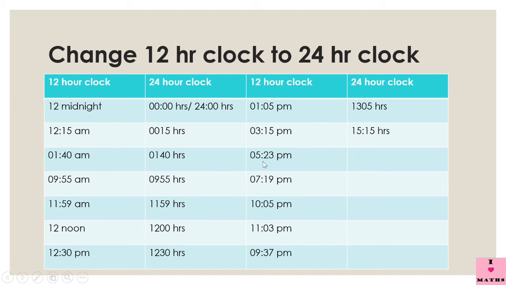5:23 p.m. Since it is p.m. and since it is after 1 p.m., we will add 12 to the hours and this will be 1723 hours. 7:19 p.m. Again we will add 12 to hours and 12 plus 7 is 19. So the time will be 1919 hours.